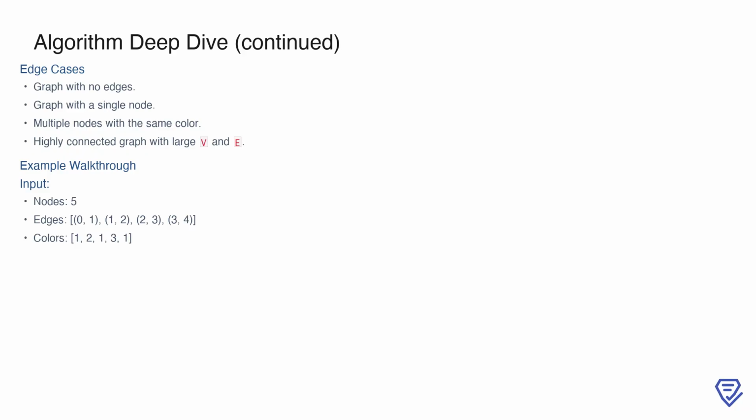To illustrate the algorithm, let's walk through an example. Imagine we have a graph with 5 nodes and directed edges forming a linear sequence, 0, 1, 2, 3, 4. Each node is assigned a color. Node 0 has color 1, node 1 has color 2, node 2 has color 1, node 3 has color 3, and node 4 has color 1. The task is to determine the maximum frequency of any color along valid paths.